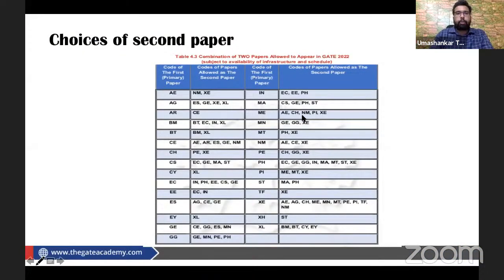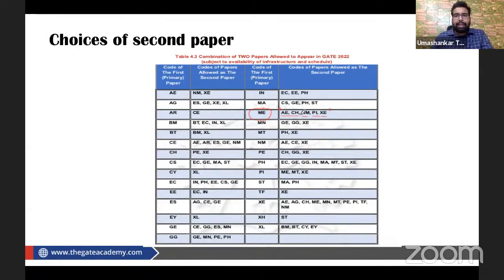So let's start. What are the second paper choices we can combine with the mechanical engineering paper? This is the screenshot I have taken from the GATE official notification. If you are filling your primary paper as mechanical engineering, you can opt to combine it with any of these papers. These are the paper codes: AE, CH, NM, PI, XE.